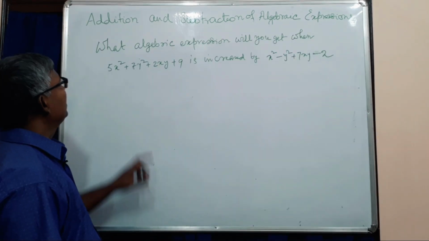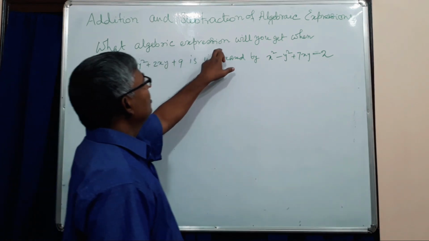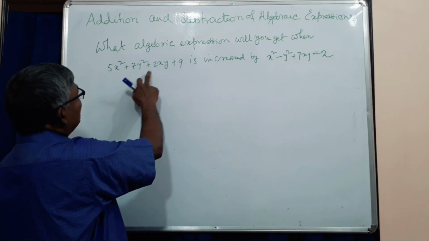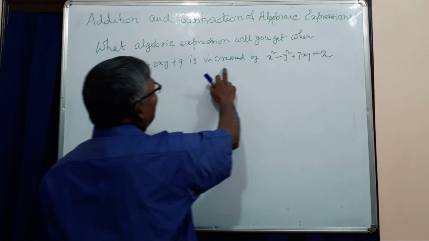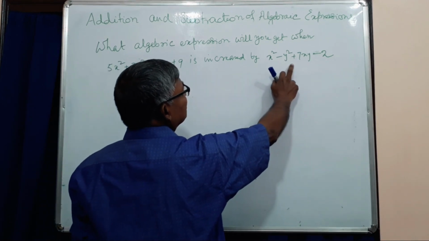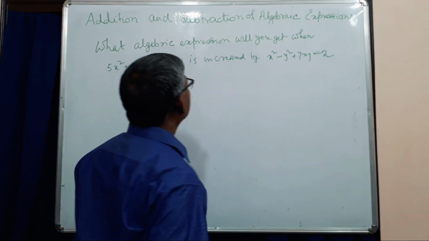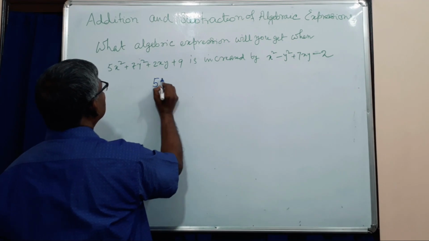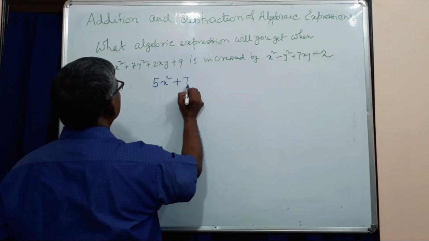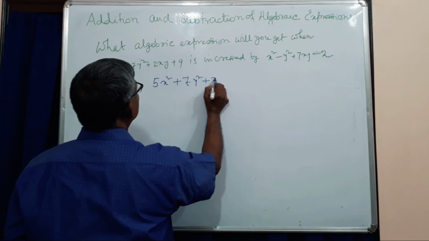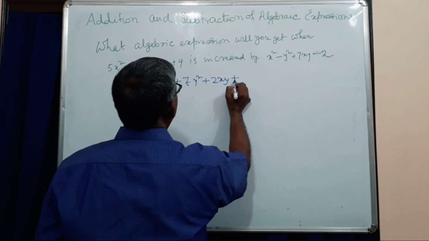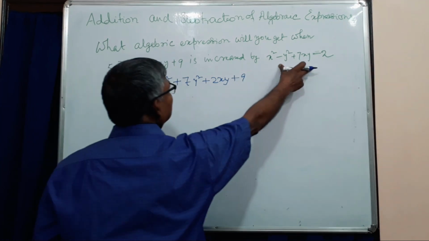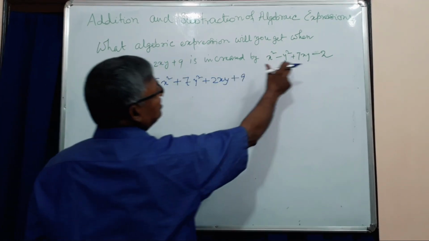Let us see another problem. What algebraic expression will you get when 5x square plus 7y square plus 2xy plus 9 is increased by x square minus y square plus 7xy minus 2? So what we get? Here is the first term, 5x square plus 7y square plus 2xy plus 9. As per the question, it is increased by this. That is, this expression is added to this expression.